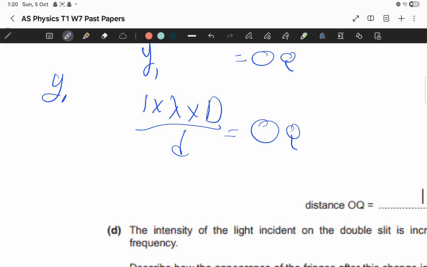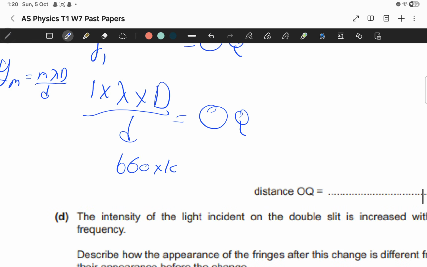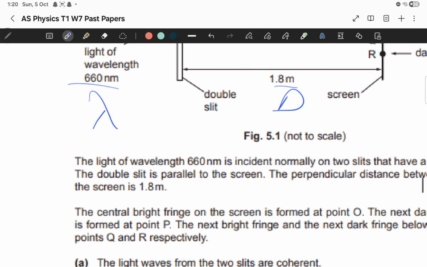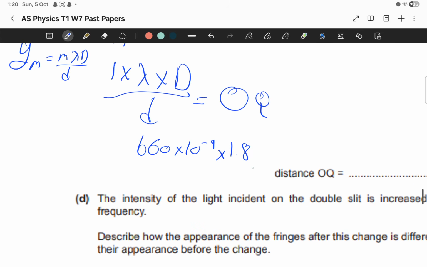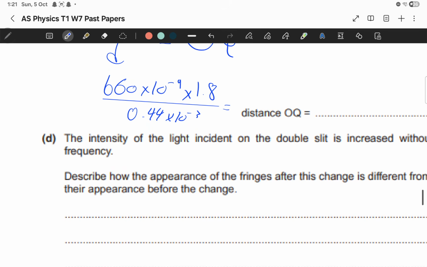Remember, the formula is ym equals m lambda D over d. So when m is equal to 1, it's just lambda D over d. So 660 times 10 to the power of negative 9 times 1.8, capital D is 1.8, you can see it here, over small d, which is 0.44 times 10 to the power of negative 3. That's the distance between the slits, in millimeters, so times 10 to the power of negative 3. This gives you 2.7 times 10 to the power of negative 3 meters.